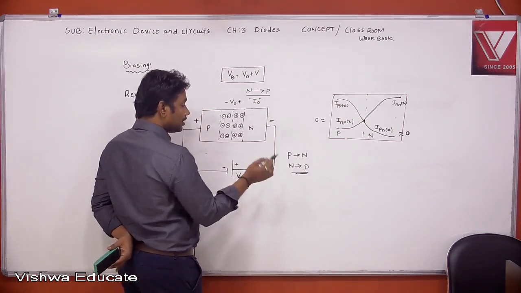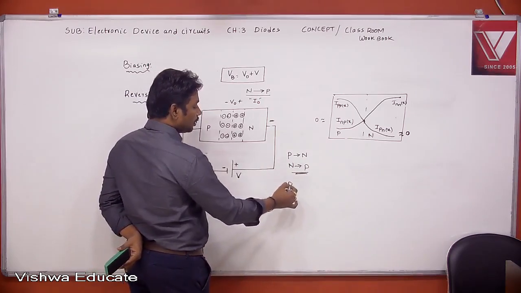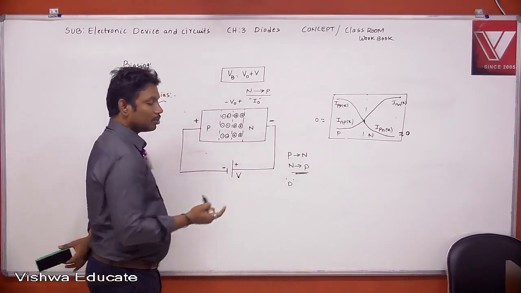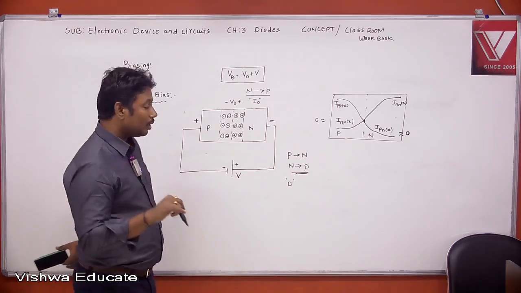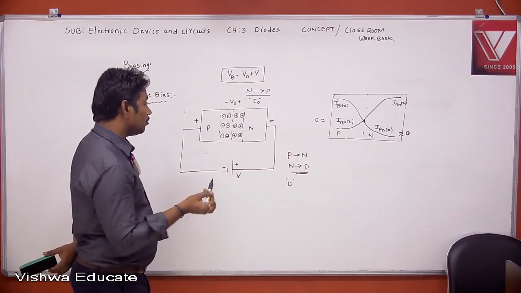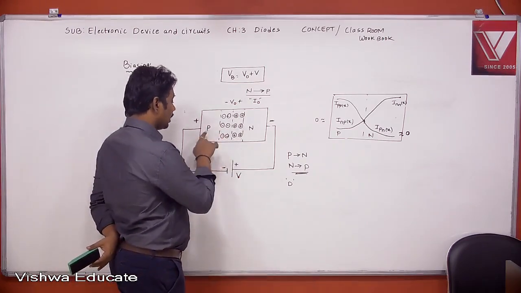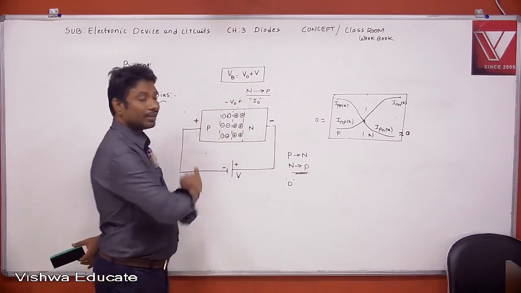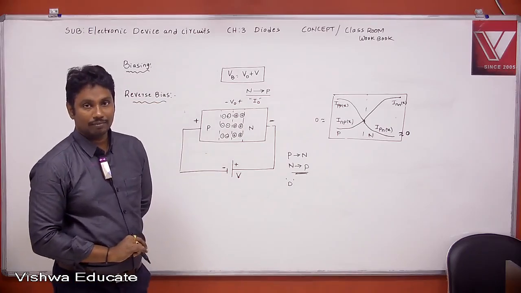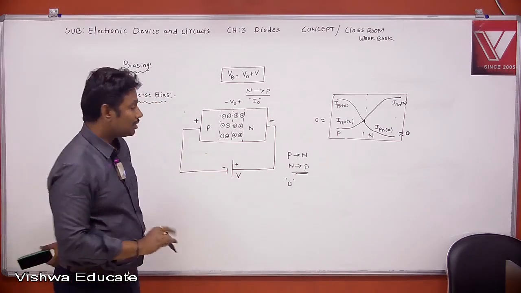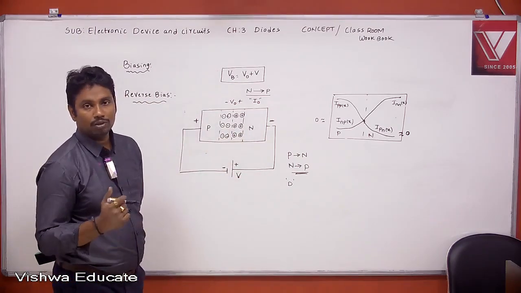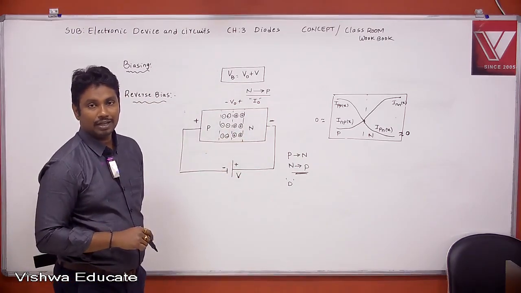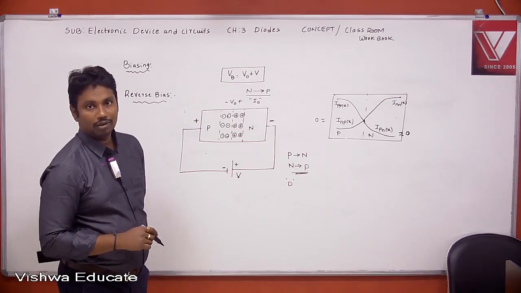Similarly, what is a diode? Diode means di, two, nodes. A diode is also a two-terminal device which allows the current in one direction and opposes the current in another direction. That means what is the conclusion? Simply, the PN junction acts as a PN diode.